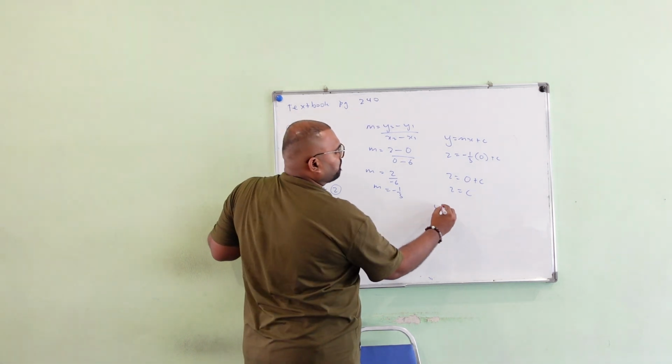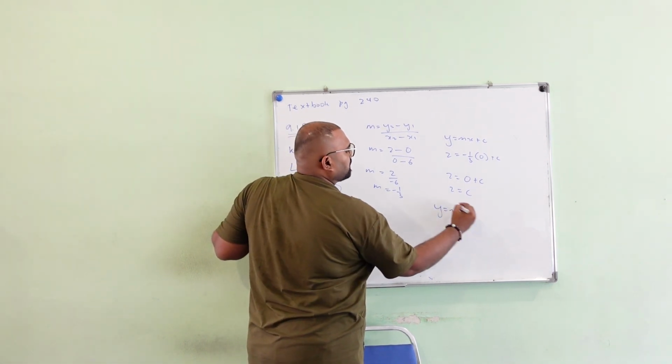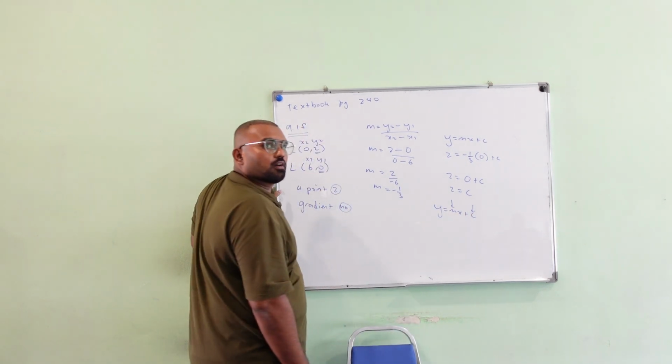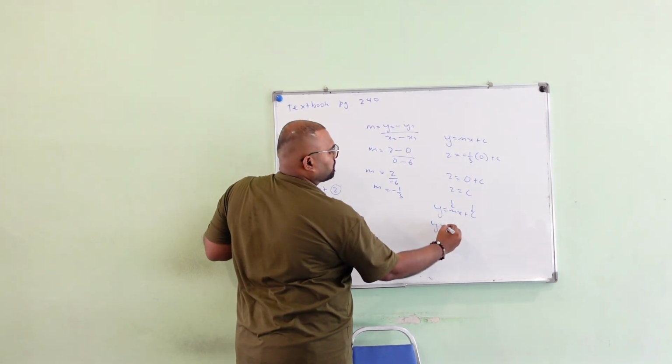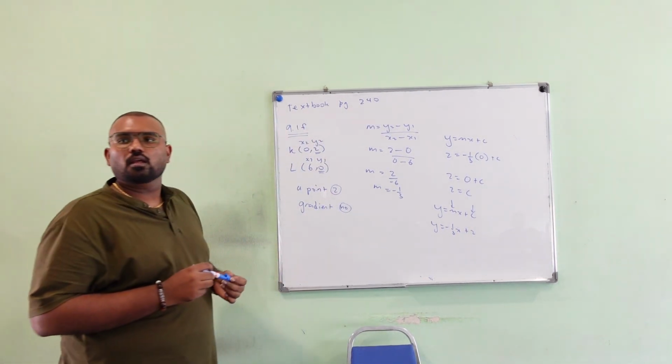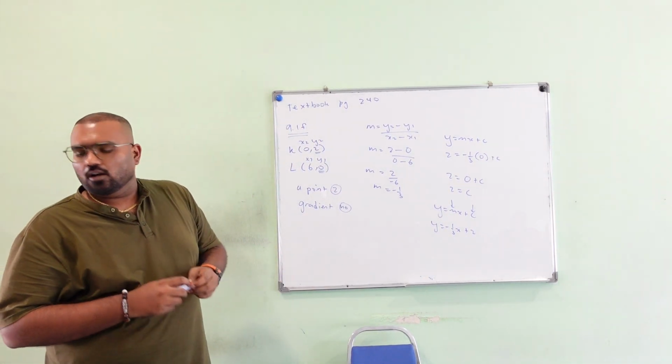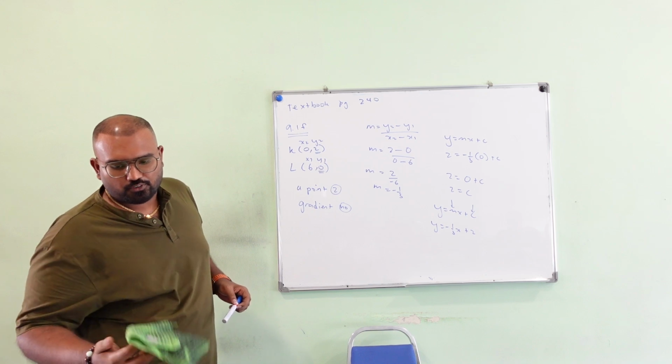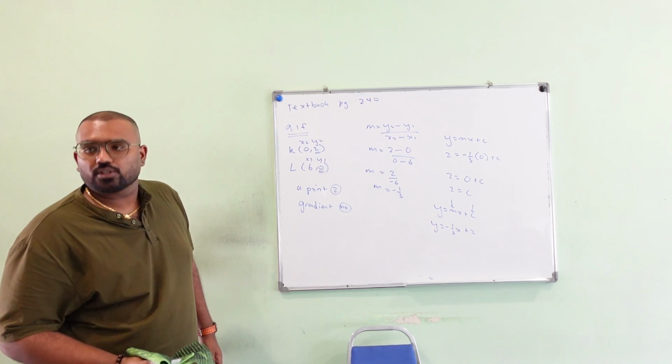So then we write again y equal to mx plus c. Put in m, put in c. Understand? So y equals negative 1 over 3x plus 2. Understand? Any questions for the A? Okay, let me do another question. Let me do the E question for you.